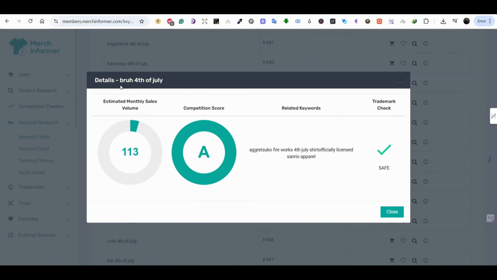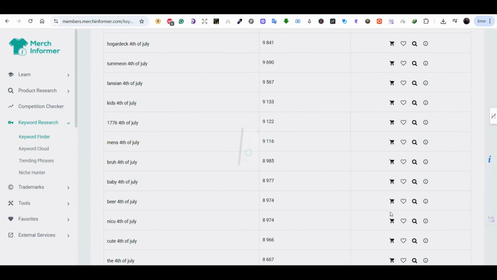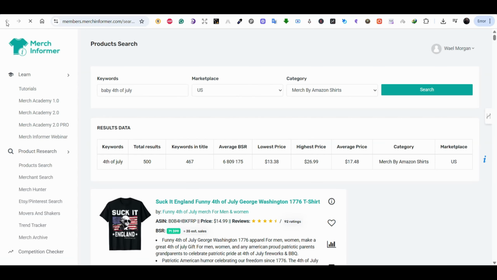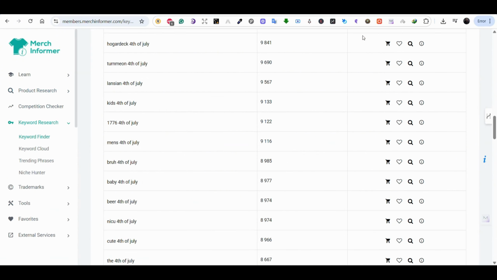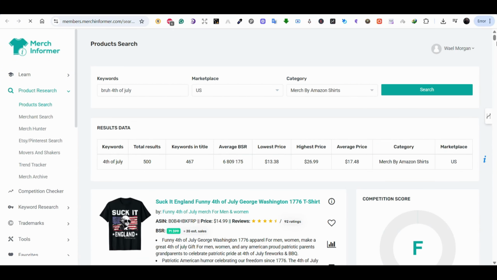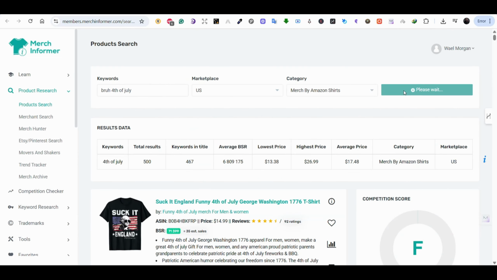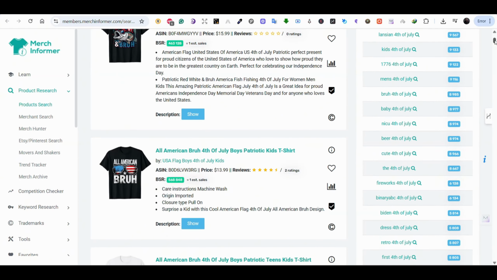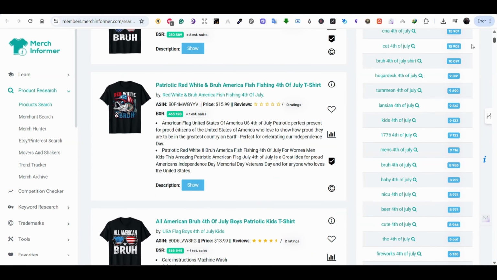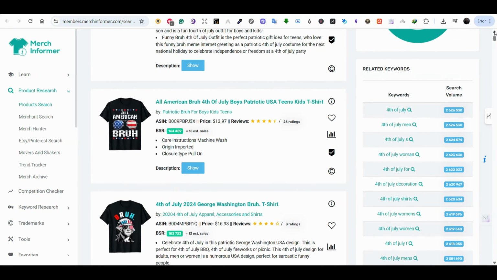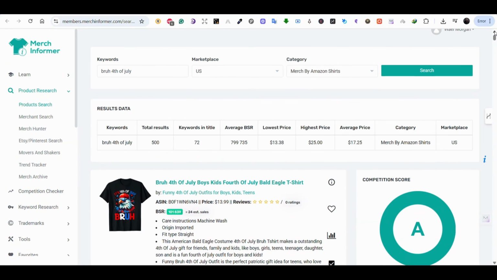Competition score of an A, the estimated monthly sales volume is 113, and trademark is safe. And if we press on this cart item, we get to see all the designs under this keyword. We see the results data, and press the search button. We get to see all the designs that are listed under this keyword. So these are the designs with the keyword it's 4th of July bro, or bro it's 4th of July.